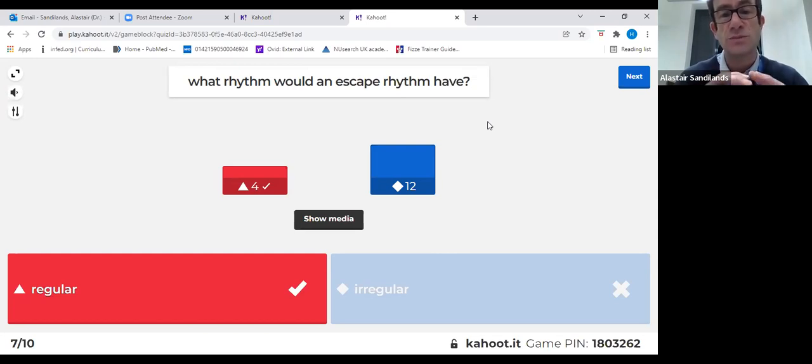It means that if it was a pre-existing bundle branch block, it's much more likely an escape rhythm will arise distally from the His-Purkinje system or the ventricular myocardium. But either way, if an escape rhythm originates from below the AV node or distally, it would always be regular. The escape rhythm is regular in complete heart block, always regular.